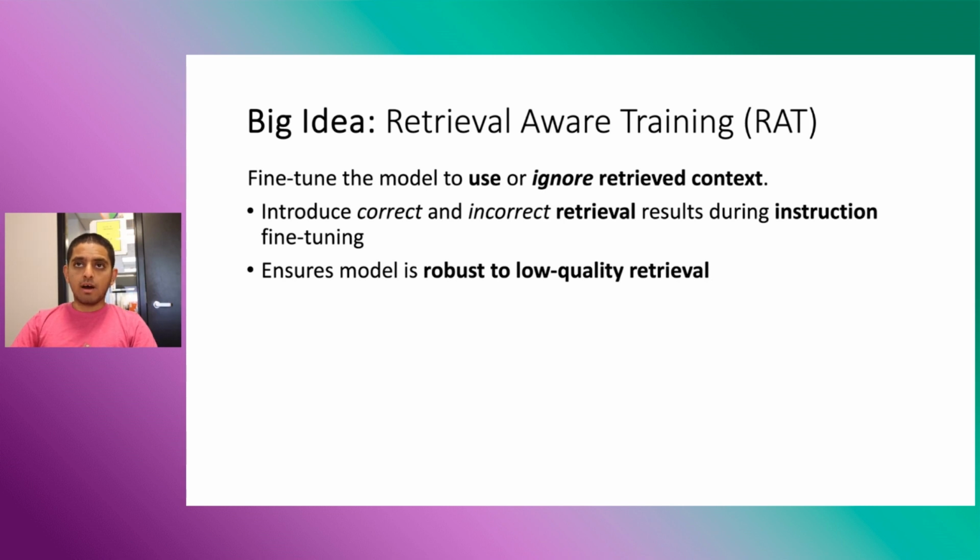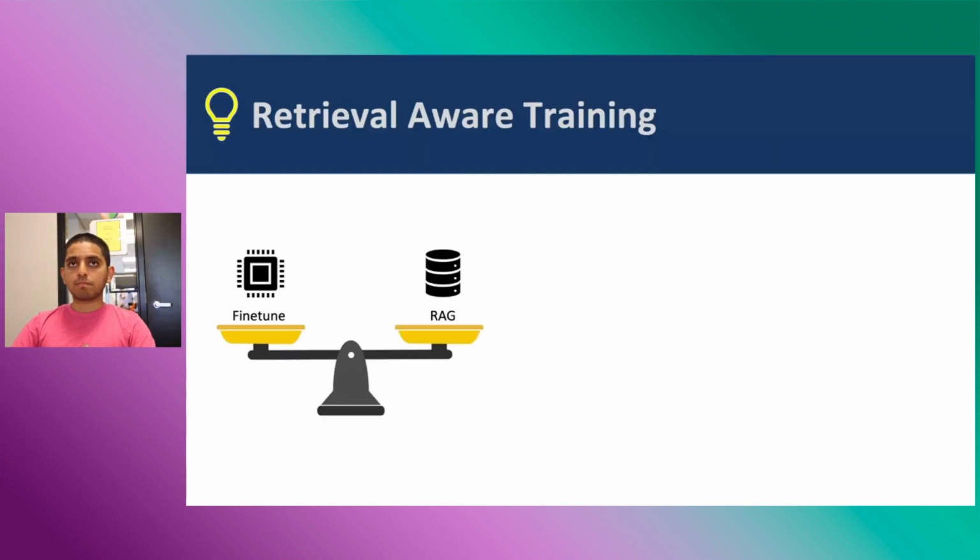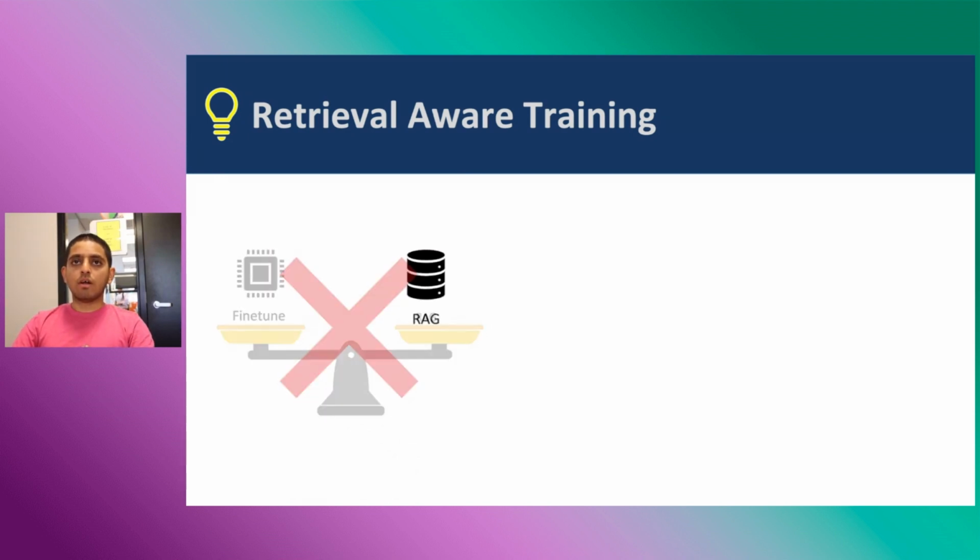So by doing RAT, what we're trying to do is ensure that the model is robust to low quality retrieval. So no matter how good or bad your retrieval is, can you train the model to make it robust to your underlying retrievers? So fine-tuning and using retrieval-aware generation are the two techniques that people have been debating. And I don't think this is the right question, asking, should we do X or Y? It's not even do X and Y. It's use X to do Y. So over here, you're actually going to use RAG and then fine-tune.